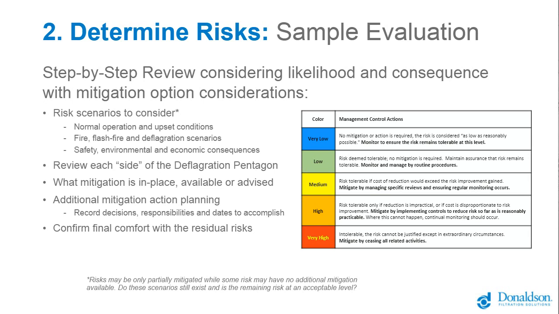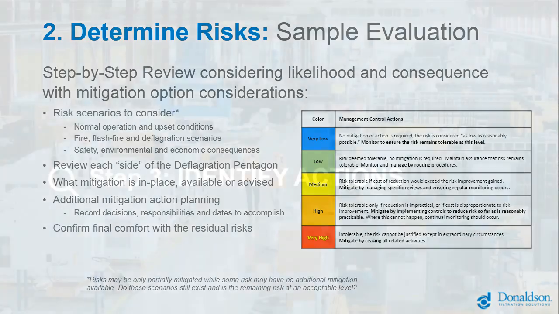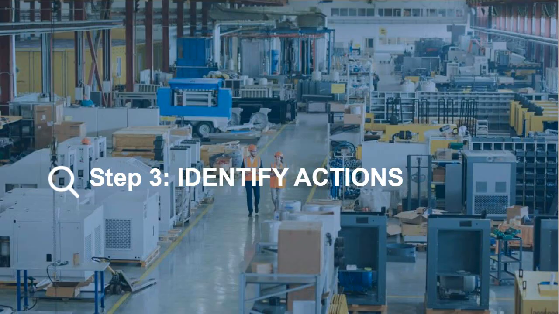Many of the activities and processes will have a residual risk even after deploying a variety of risk mitigation actions. The question you then want to ask is, have those risks been managed to a tolerable level? So now that we've documented the risks, step number 3 is to identify actions or recommendations that can be used to reduce the associated risks.